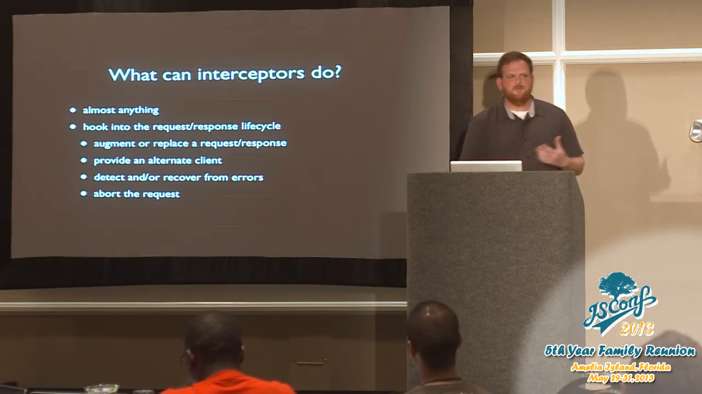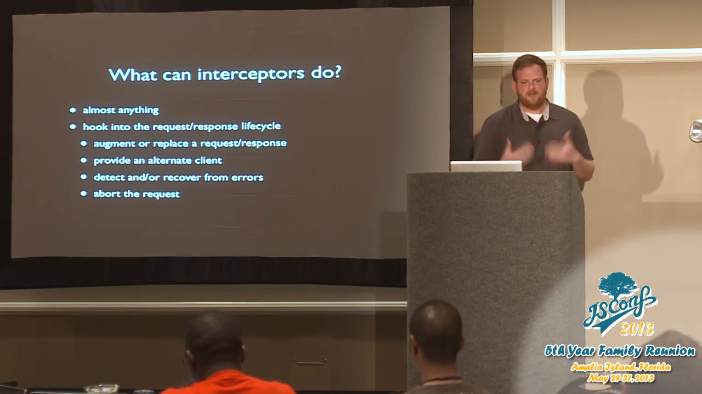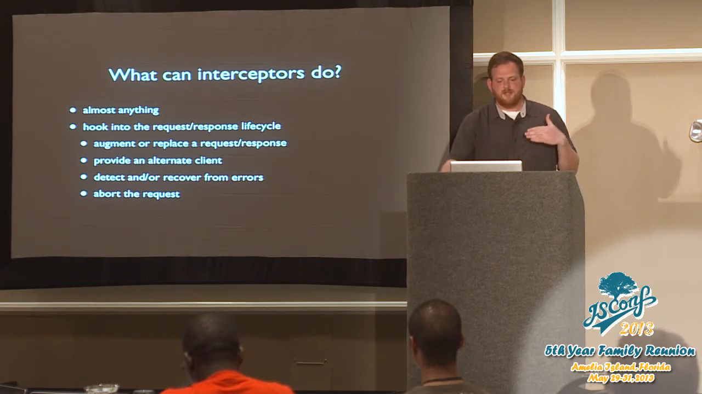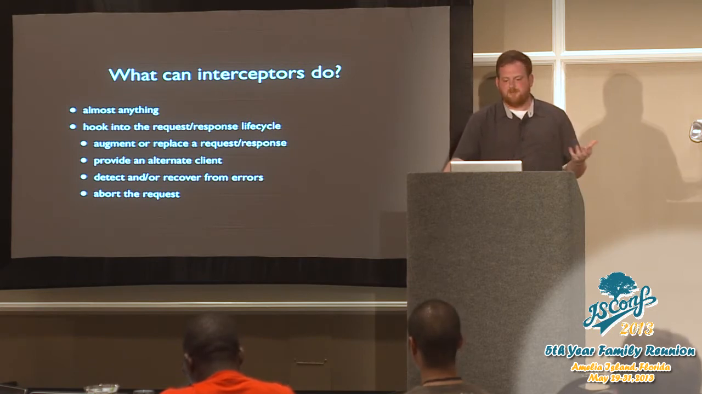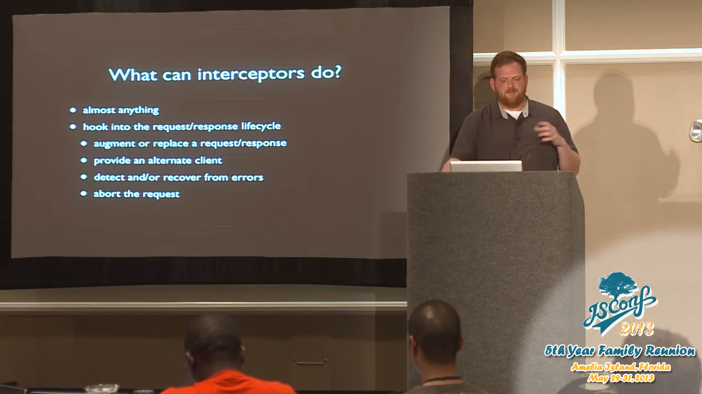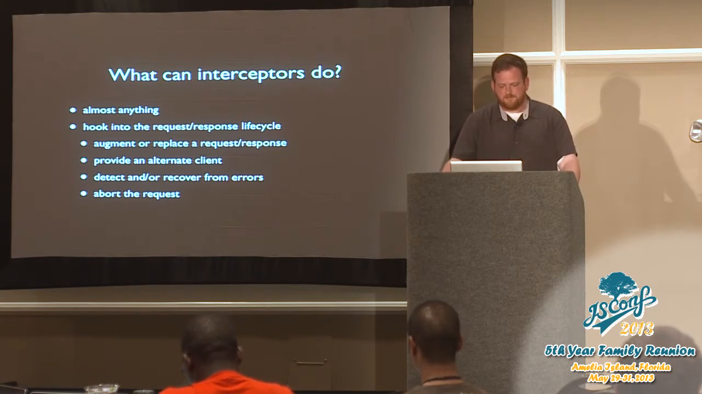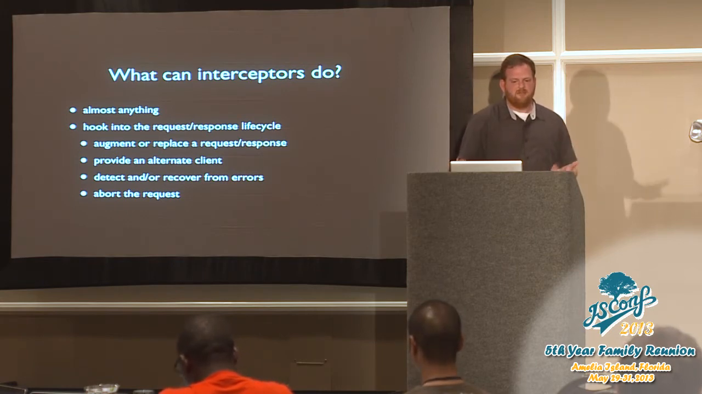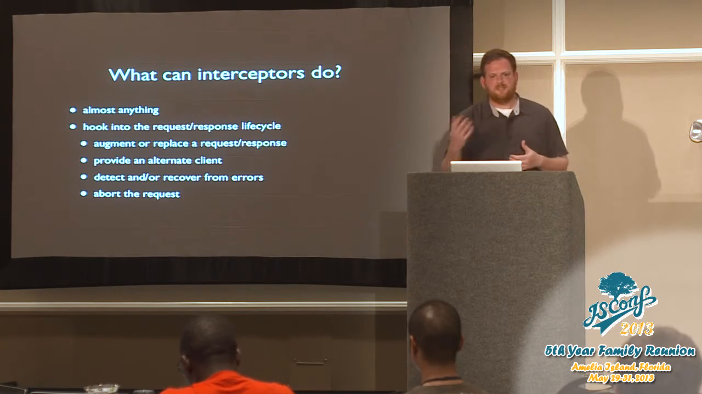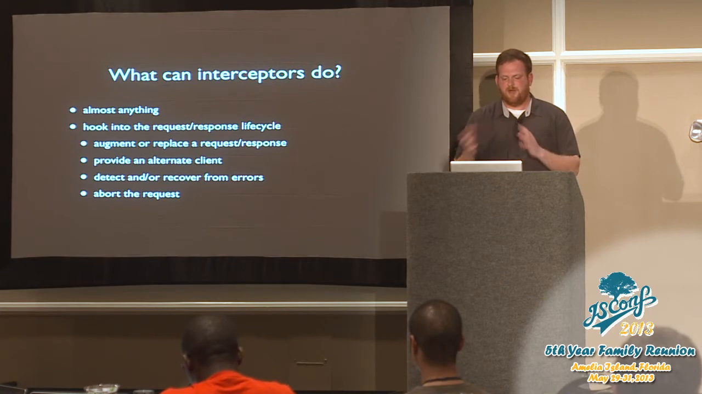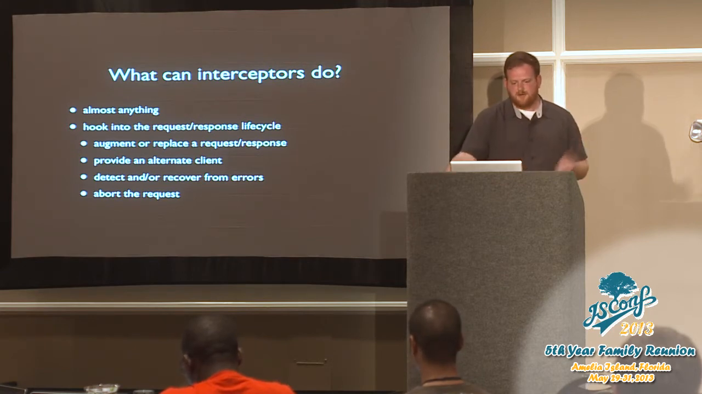So what can interceptors do? Really just about anything. They fundamentally hook and intercept into the request or response lifecycle so that they can either augment a request or response, or replace it entirely. They can follow the natural chain of interceptors, or they can replace it and send them somewhere completely different. They can also detect and recover from errors. Promises have the notion of a successful resolution versus an error state, so it can push that promise into one or the other state. And of course, it can also abort the request if you don't want to wait for it anymore.